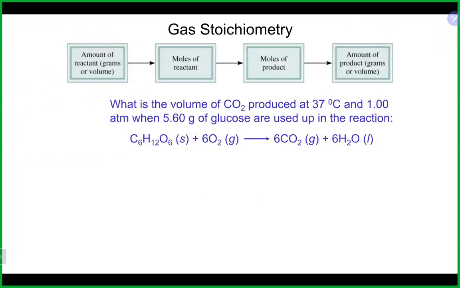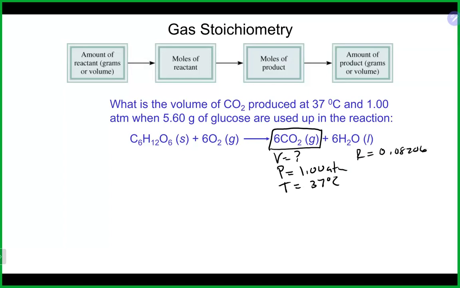So why don't we try one here and see: what is the volume of CO2 produced at 37 degrees Celsius and 1 atmosphere when 5 grams of glucose are used up in this reaction? If we look at this, we're looking for the volume of this gas. What we know about it, since it is a gas, is that it has a pressure of 1 atmosphere and a temperature of 37 degrees Celsius. Remember, R is not usually given to you, but you always have it available.